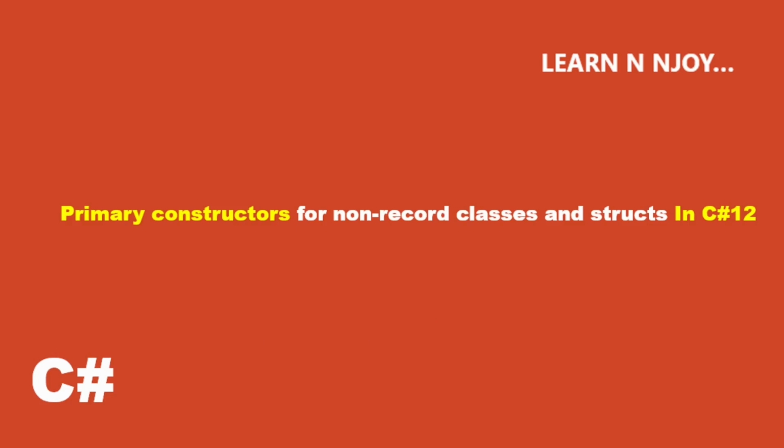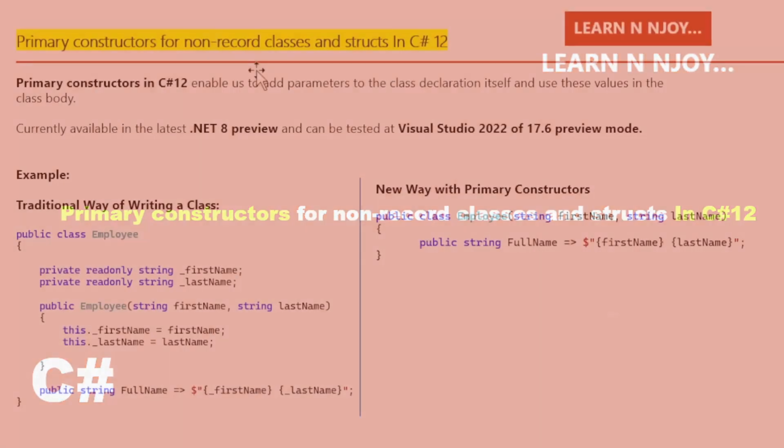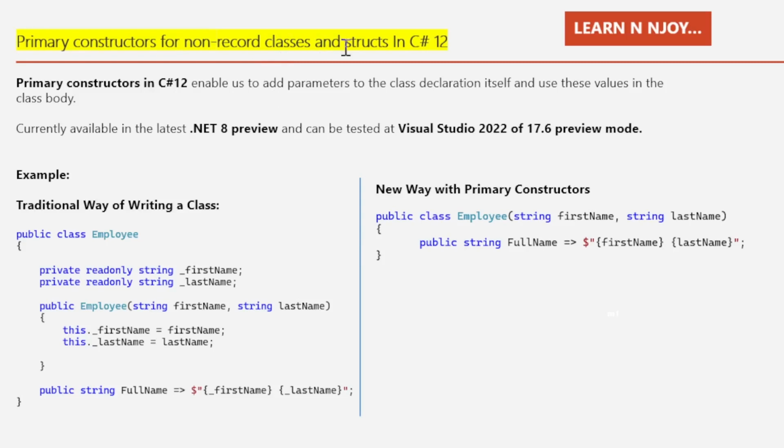Okay, without any further delay, let's get started. Primary constructor for non-record classes and structs in C# 12. What is primary constructor in C# 12? Primary constructor in C# 12 enables us to add parameters to the class definition itself and use these values in the class body. So this is currently available in the latest .NET 8 preview mode and can be tested in Visual Studio 2022 17.6 preview.